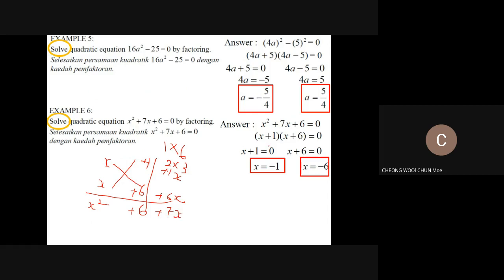Plus 7x, plus 7x. Can you see? So here the answer: x plus 1, x plus 1, x plus 6, plus 6. x plus 1 equal to 0, x plus 6 equal to 0. So 1 bring over negative 1, 6 bring over negative 6. So two answers.